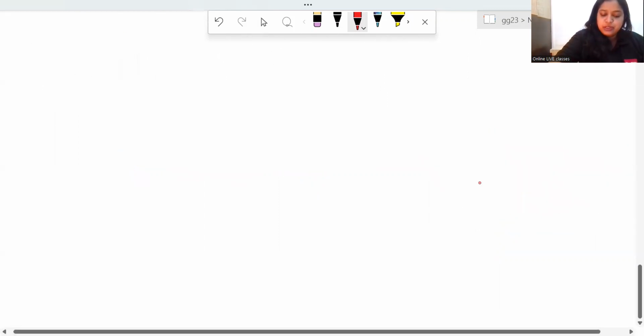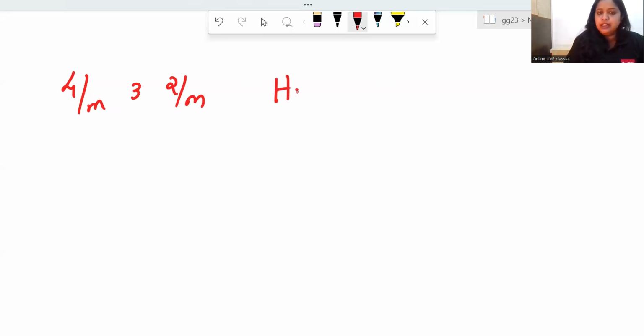So let's see the next question. The next question was very easy. They have given a group, 4/m 3 2/m, and we just have to find out the number of symmetry elements. We know 4/m 3 2/m is hexoctahedral.